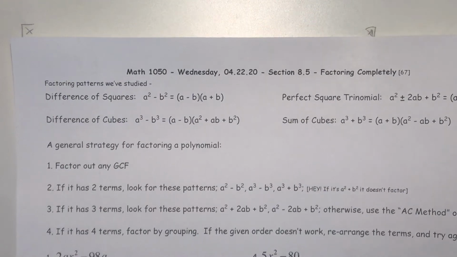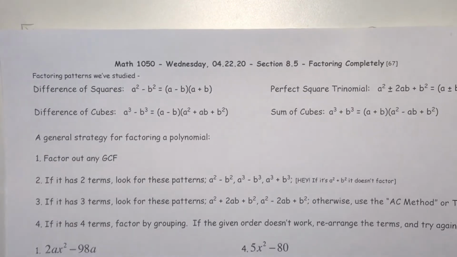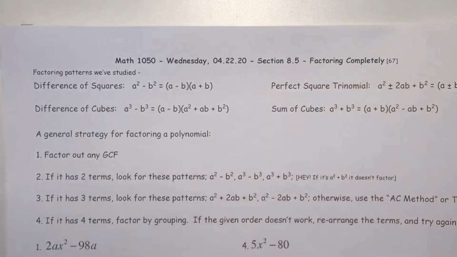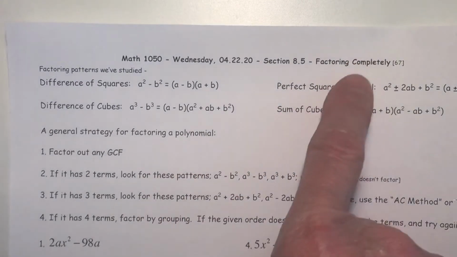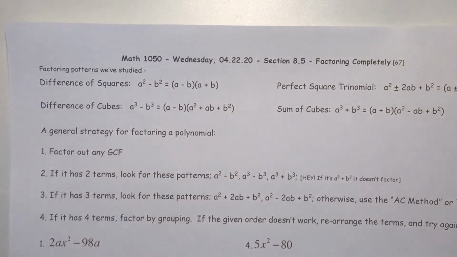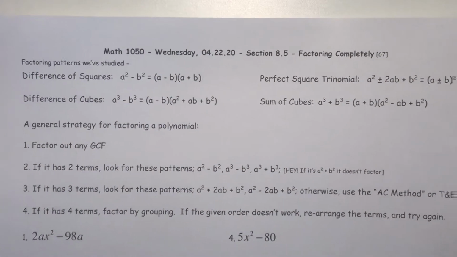Hello again. This is page one of our lesson for Wednesday, which is number 67. We're up to 67. And it's called factoring completely, which means we're going to see exercises with a combination of all the things we've learned to do regarding factoring.